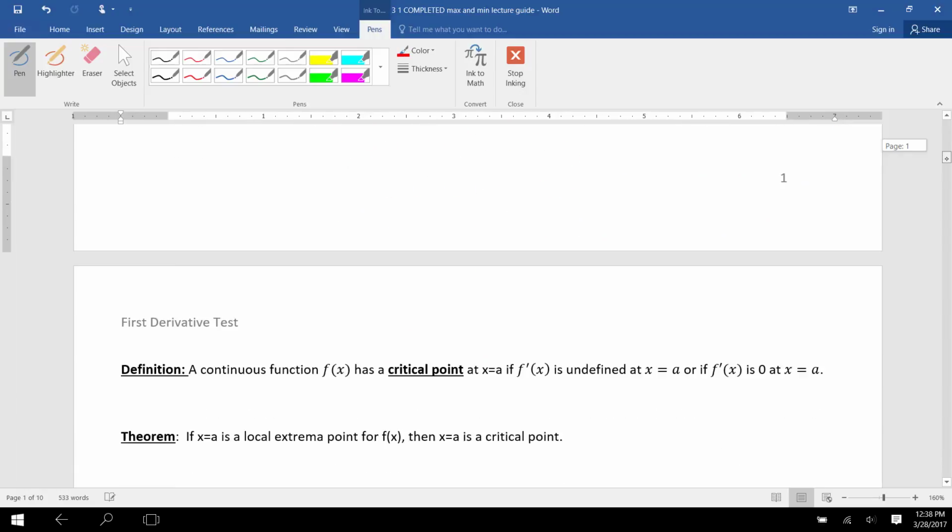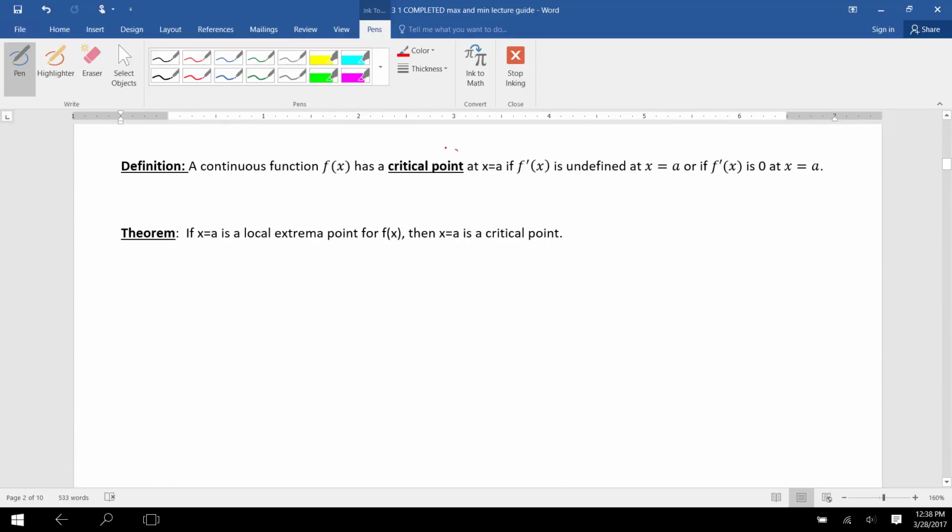So our first definition is just a reminder of what a critical point is. So we've seen these before. Remember, a continuous function f has a critical point at x equals a if f prime is undefined at x equals a, or if f prime is 0 at x equals a. So when the derivative is 0 or when the derivative is undefined and it's actually a point on your function f, then we call that point a critical point. So notice what that would mean about your function f. If f prime is 0, that means f is flat right at that instant.